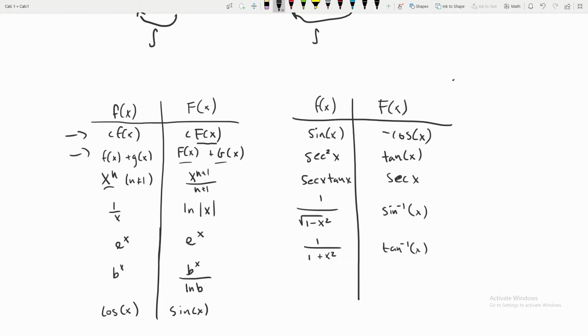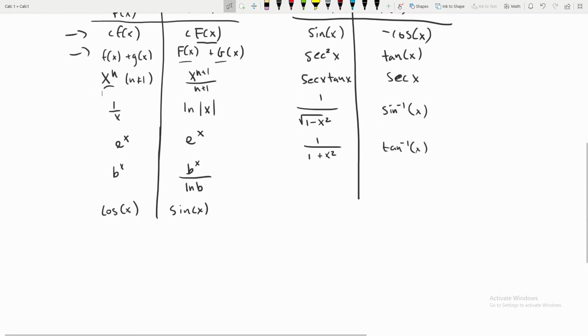Before, to figure out the derivative, let's say we started off with the function x to the n, and we wanted to find its derivative. We would drop the power, keep the base, and then take 1 away from the power. This was our process to find the derivative. However, to find the antiderivative, we're going to do the opposite now.